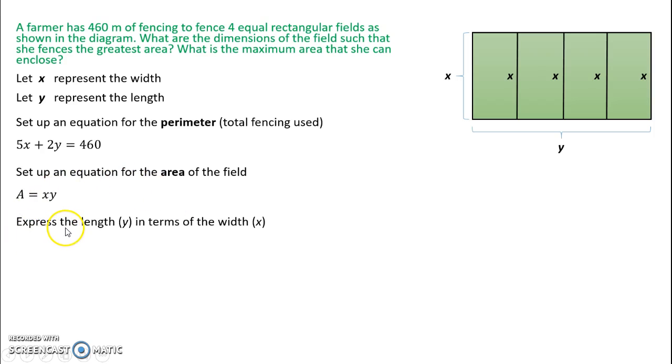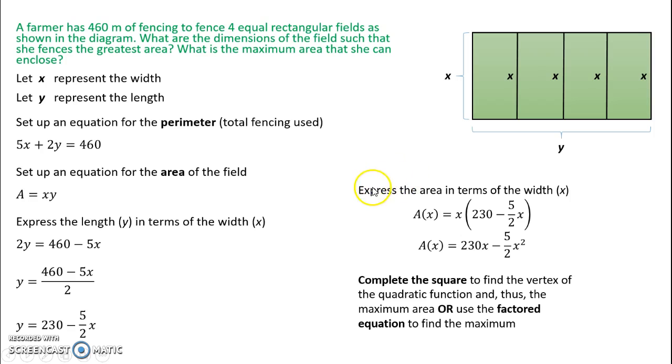Now we're going to express the length y in terms of the width x. Okay, so we want to only have one variable. So right now this equation has 2 variables, but we want it to only have one. So rearranging this equation, we're going to have 2y is equal to 460 minus 5x, and then we're going to isolate for y. So y is going to equal (460 minus 5x) divided by 2. Okay, so simplifying further, we're going to have y is equal to 230 minus 5/2 x.